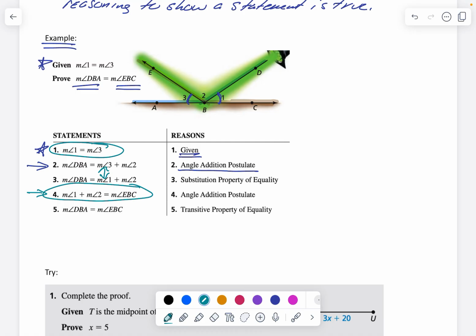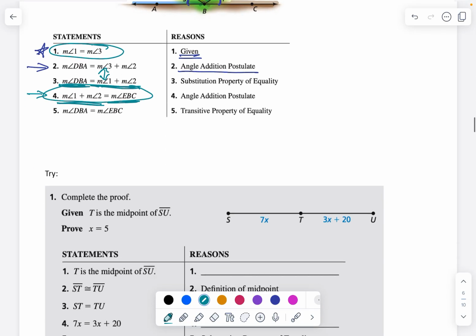And then notice that we have DBA is 1 plus 2, and then we have 1 plus 2 equals EBC. I think they wrote it that way just to really illustrate the transitive property. But then, transitive property of equality. Had you said substitution, that would be okay too. But it is transitive since everything's equal.